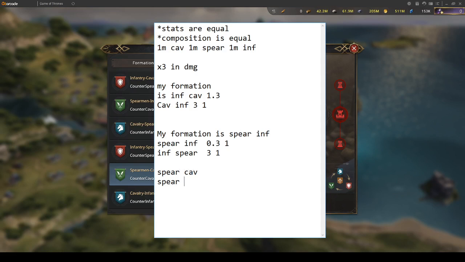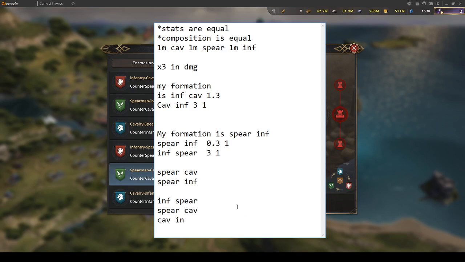And in this way, I would want to choose infantry because my infantry is dealing x3 to him, but it's not getting hit by their cav. The same logic applies. After this explanation, you can visualize what formation to go to. Then there will be infantry spear, spear cav and cav infantry.